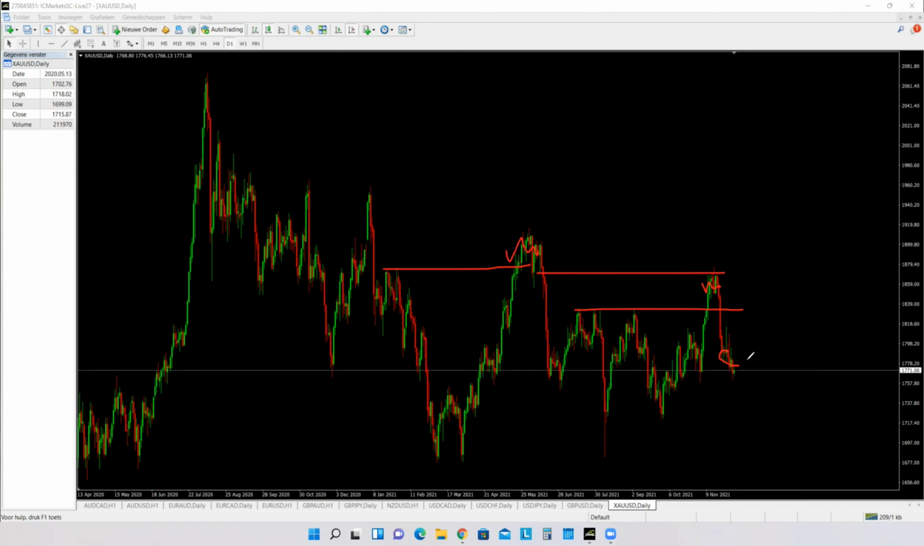And a lot of people were buying in this area, and I'm not sure why, because we've got a double bottom below market.